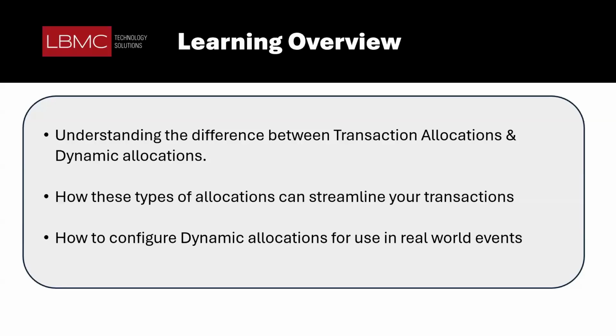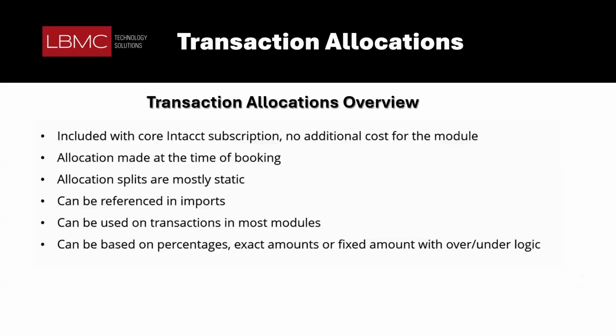So transaction allocations are included in your core Intacct subscription at no additional cost for the module. Do know that allocations made within your transactions are booked at the time of booking. So when you're doing any type of journal entry or AP bill, you can do your allocations at that time, and those allocations will hit your financial books at time of submitting your transactions.